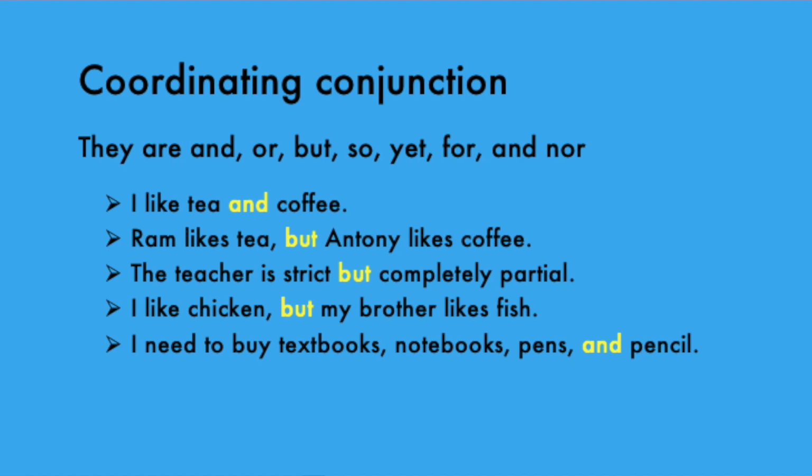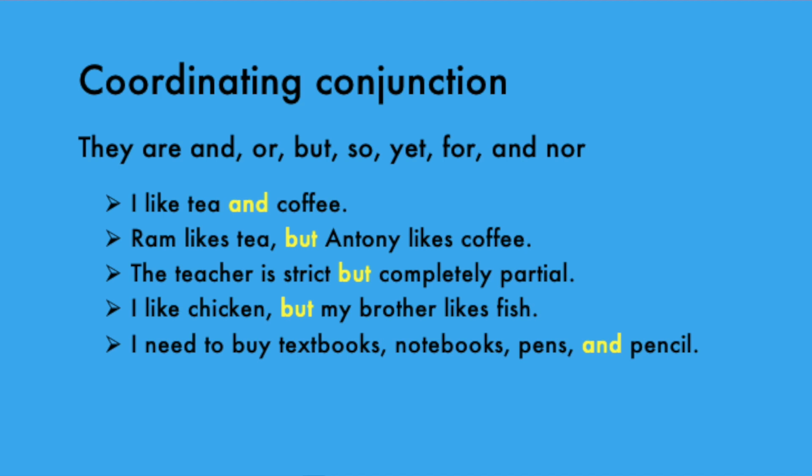Ram likes tea but Anthony likes coffee. In this sentence, there are 2 independent clauses. Ram likes tea. Anthony likes coffee. They are complete sentences and they are called independent clauses. And in this sentence, the conjunction but connects the 2 independent clauses. Ram likes tea but Anthony likes coffee. The conjunction but is used for joining ideas when the ideas are in contrast.